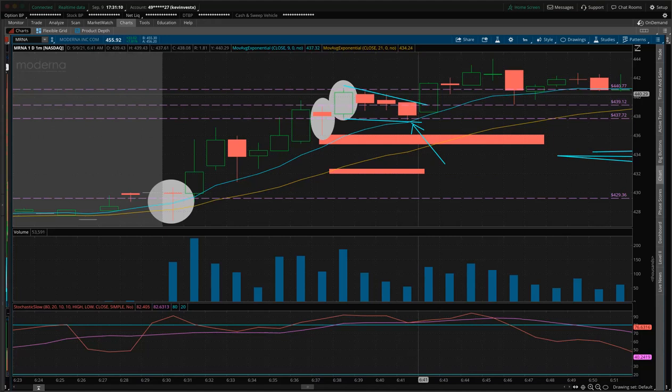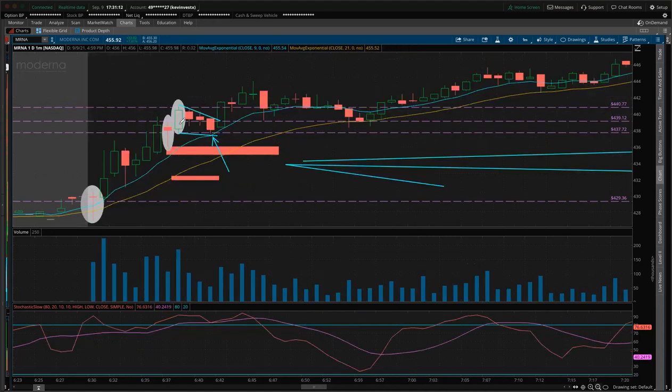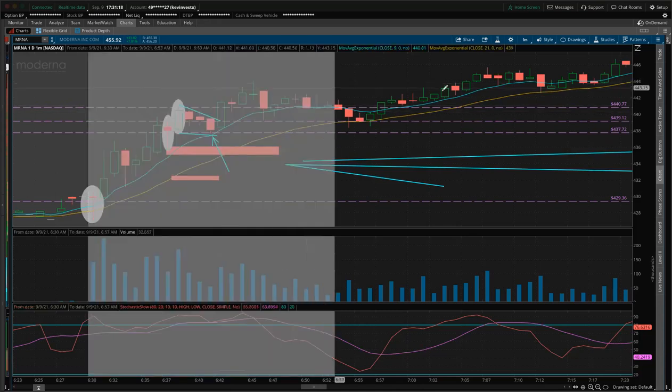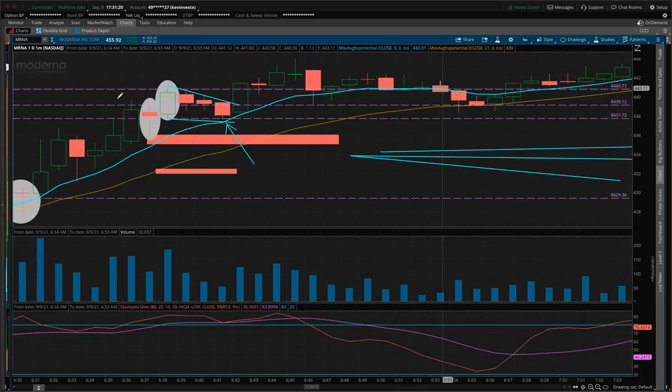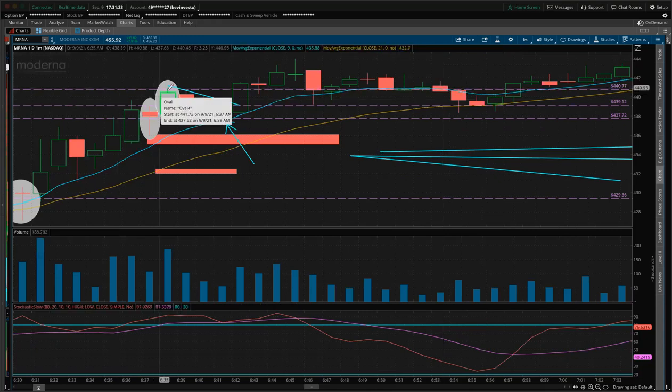Now, once I pass that level again, that's where I'm gonna size up even heavier, because what happened before? Sellers came in and pushed the price down, and now it's going back up, right? It's going back up. I'm gonna end up entering more.